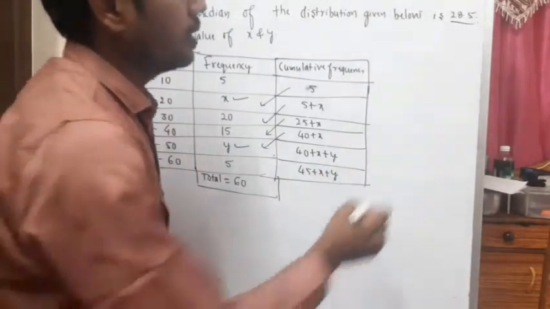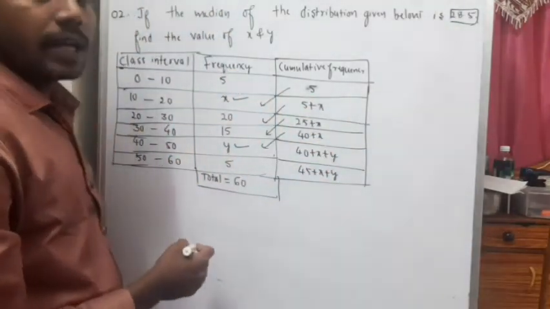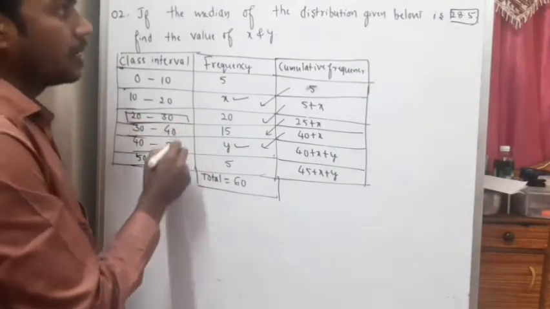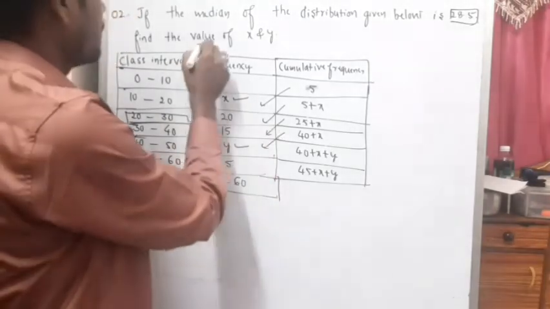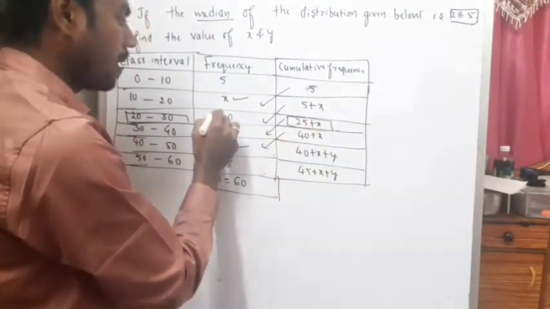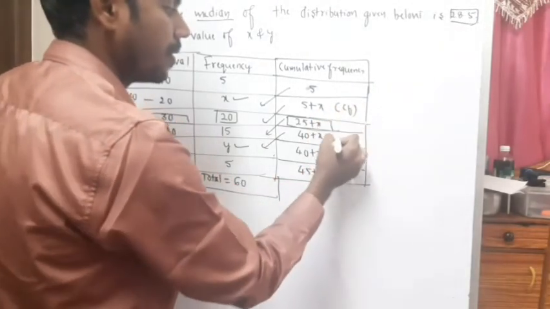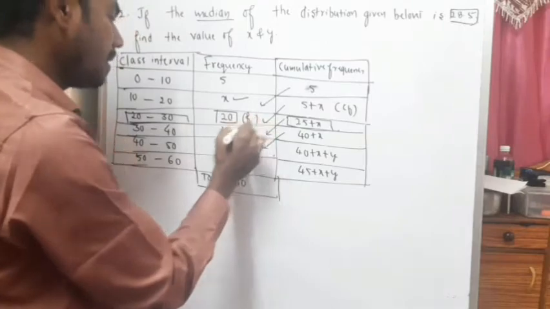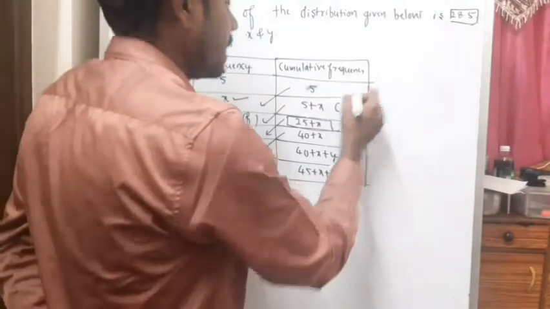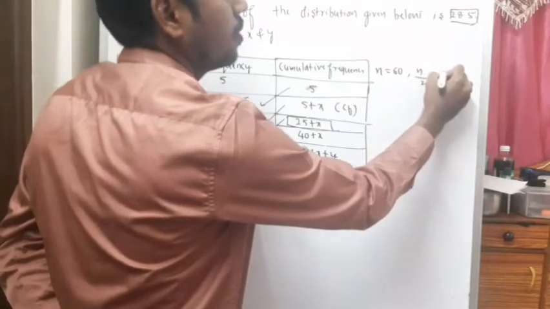Now what they have given, the median is 28.5. Where does 28.5 fall? See, in between 20 and 30, this will be the median class. So this will be the respective frequency, and this will be CF, and this will be the frequency. This will be the class interval. So what is n? N is equal to 60. N by 2 is equal to 30.